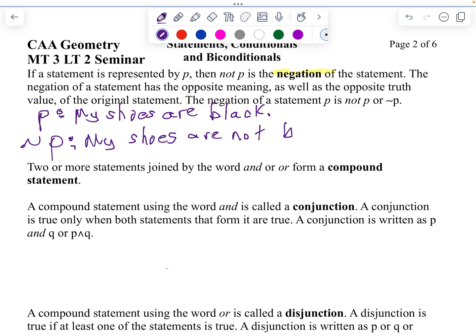Seems pretty straightforward to me, but people get confused. It doesn't mean my shoes are blue. It doesn't mean my socks are black. It just means my shoes are not black.